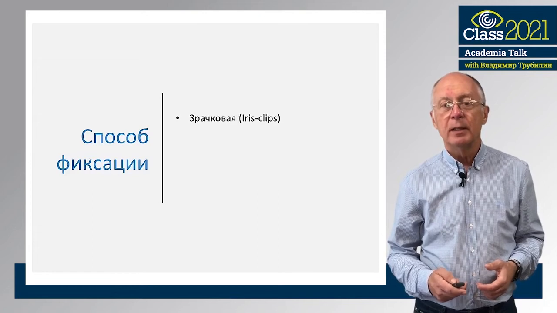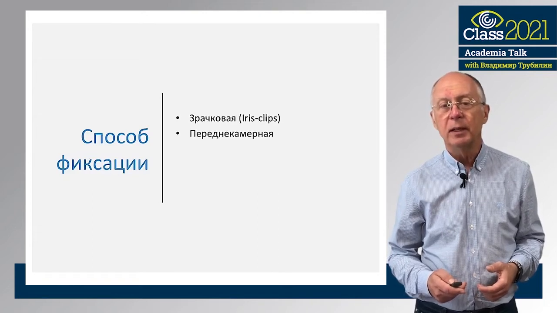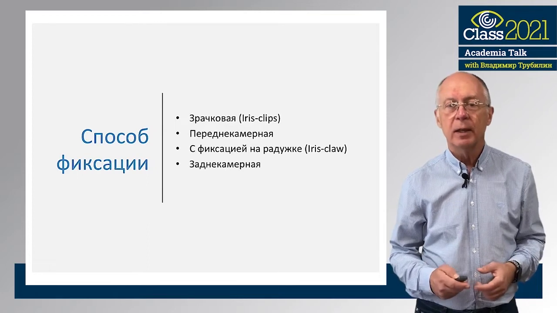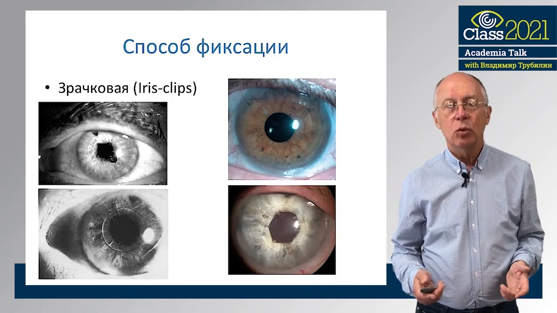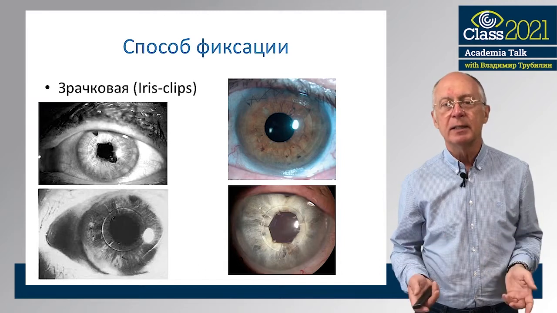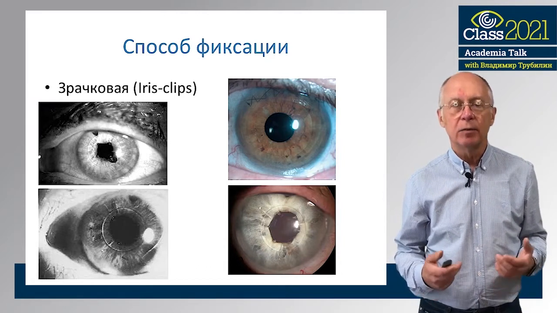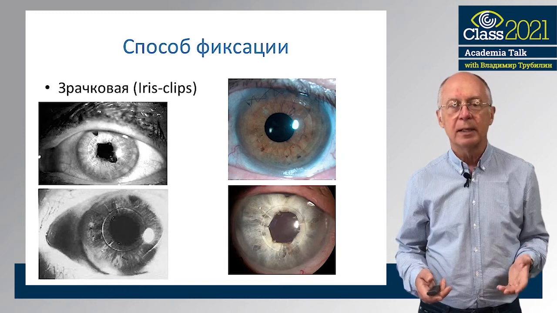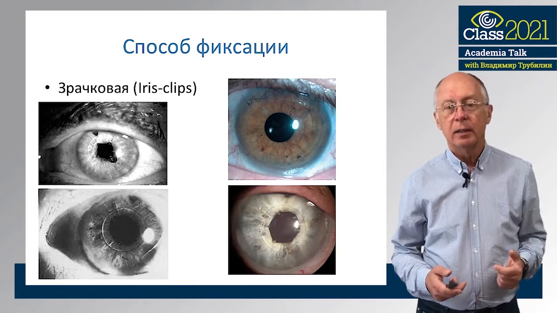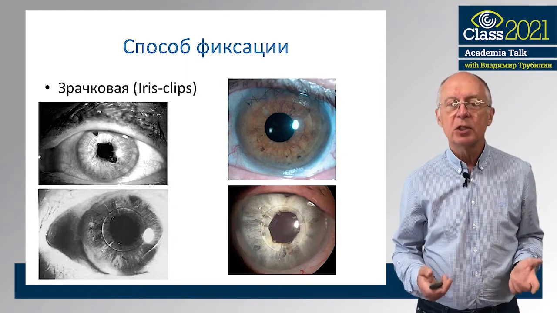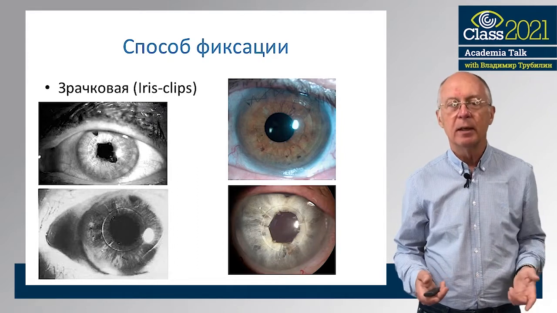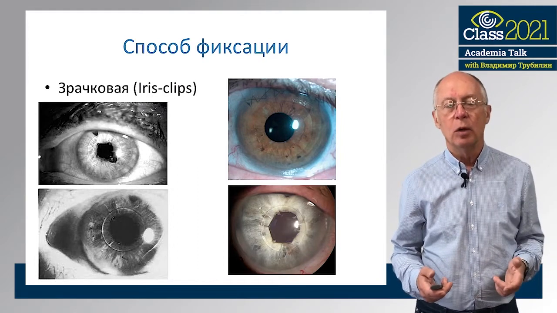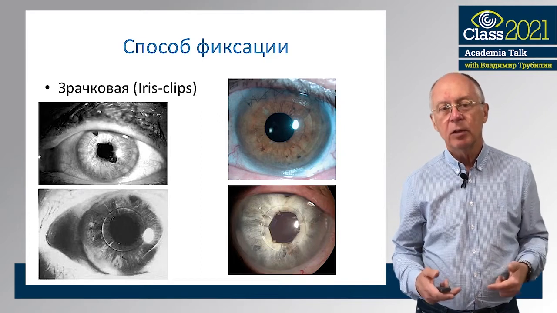When it comes to the fixation method of the lenses, they are divided into pupillary, anterior chamber, posterior chamber, and lenses with fixation on the iris. Let's look at some examples. The first intraocular lenses, which became available in Russia, were iris clip lenses, and to be precise, it was the lens of Fyodorov-Zakharov, which you can see on the slide at the bottom left. It must be noted that the predecessor of this lens, its analog, was the Binkhorst lens. You can see it on the slide at the top left.